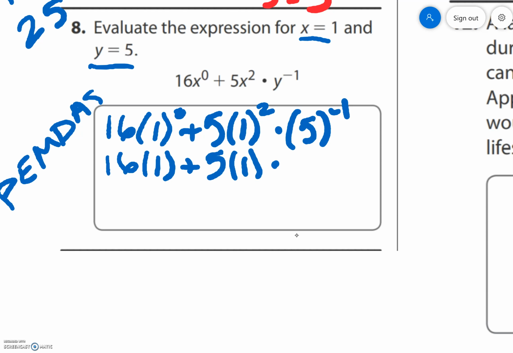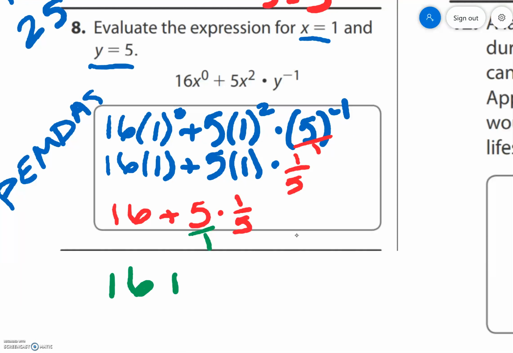Remember, when we have a negative exponent, we can put this over 1. We flip the exponent and make the fraction positive, or the exponent positive. Now I'm going to do my multiplication. 16 times 1 is 16, plus 5 times 1 is 5, times 1 over 5. So we still have multiplication to do. I'm going to make this a fraction by putting it over 1.